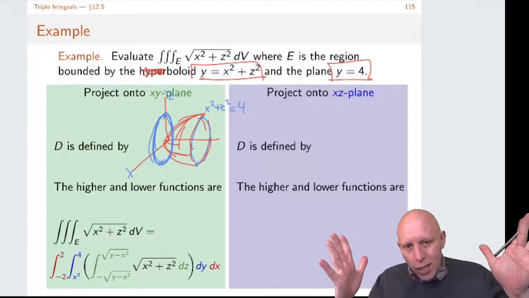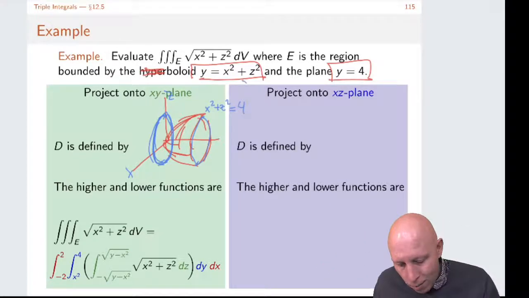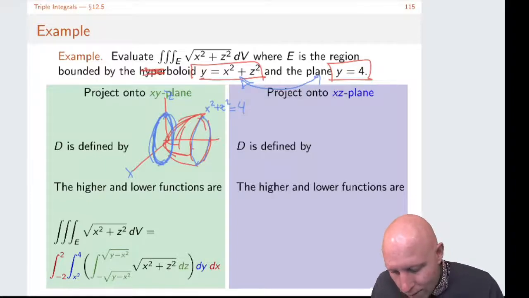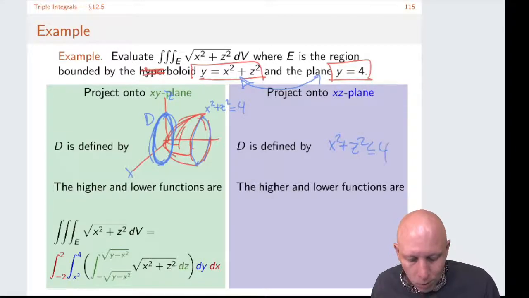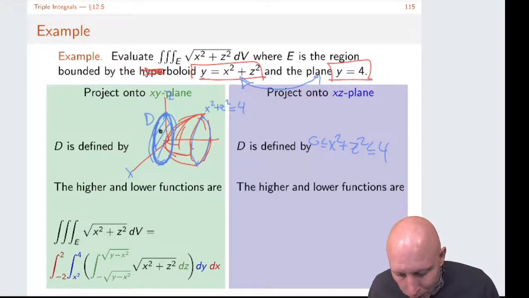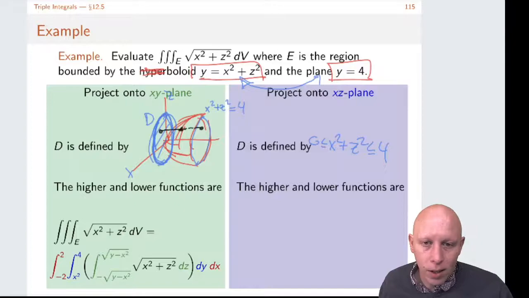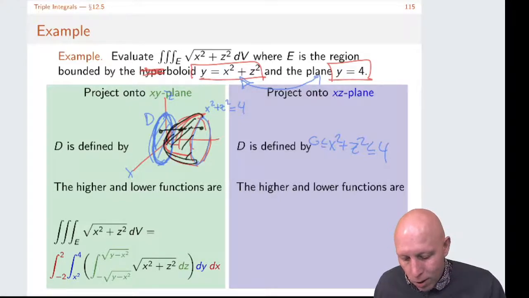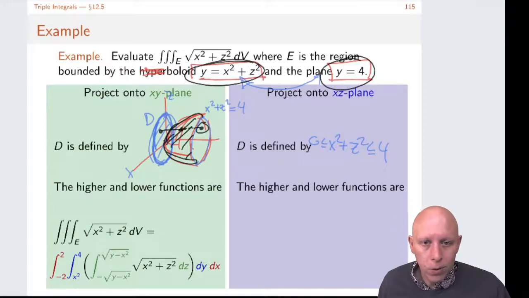And so if we have y is equal to x squared plus z squared and y is equal to 4, then x squared plus z squared is equal to 4. So our domain is now defined by x squared plus z squared less than or equal to 4, greater than or equal to 0. So it's that circle. And then the higher and lower functions say, all right, now we choose any point in our domain and we see what's the lower boundary and what's the upper boundary of our solid. The lower boundary is given by our paraboloid, y equals x squared plus z squared. And our upper boundary is given by y equals 4.